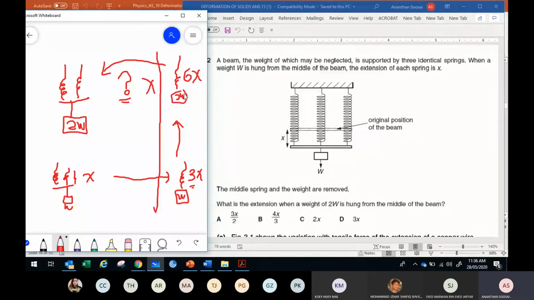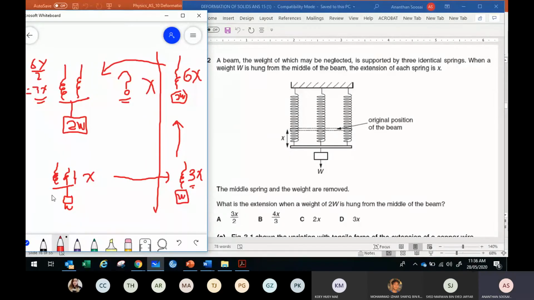So now you can go to this diagram. 1 spring, 2W, 6X. 2 springs, 2W. They share, right? So 6X divided by 2 is the extension. So it will be 3X. Good. So those who got D is good. So the answer should be D.